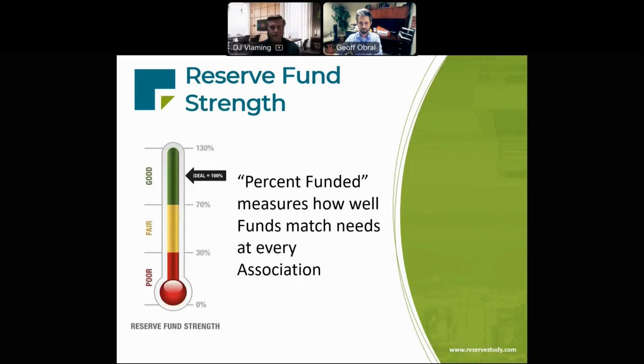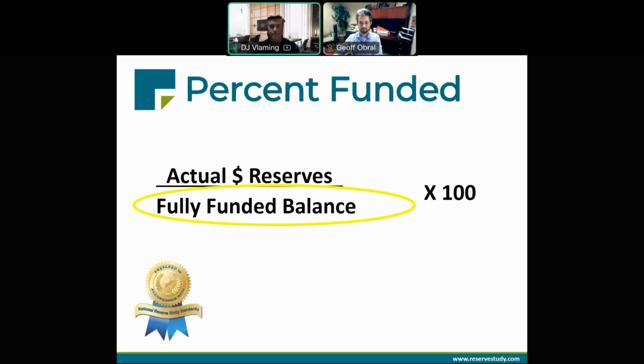Percent funded is our reserve fund strength indicator. It measures how well reserve funds match the association's needs. The percent funded calculation is very simple. It's just the ratio of the actual reserve cash, or in our case, since we're usually projecting forward, the projected reserve balance, to that benchmark fully funded balance.